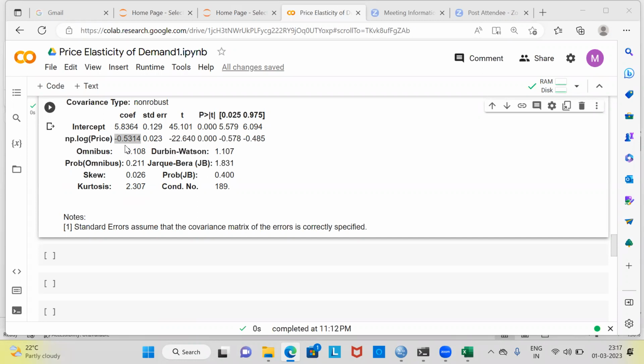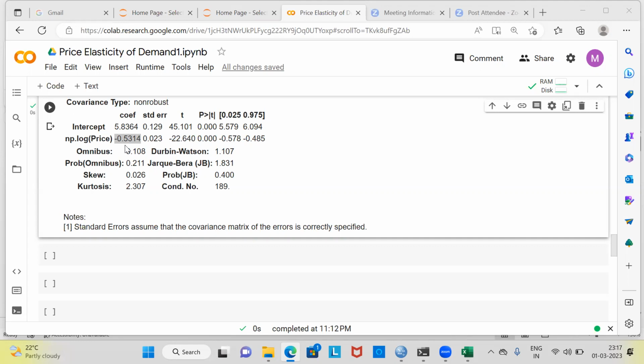Since we have obtained that the price elasticity of demand is minus 0.53, this shows that when the price of beef is increased by 1%, the demand for beef falls by 0.53%. So there is an inverse relationship between price and demand.